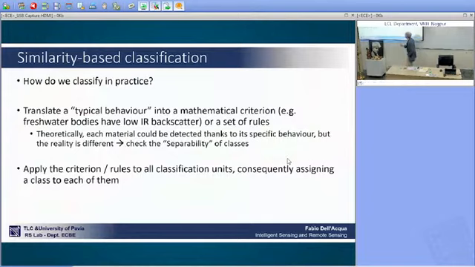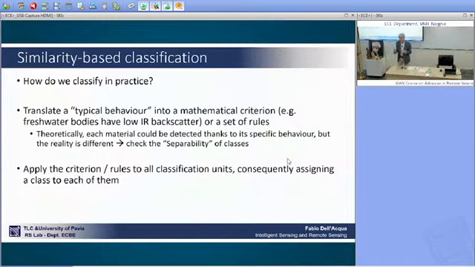But there are mathematical formulas which let you assess the so-called separability of classes. Given a class or a spectral behavior, you can apply, there are several in the literature, measures which let you assess to what extent these two classes are separable, to what extent it is easy to discriminate class A from class B. It's called separability of class A with respect to class B.